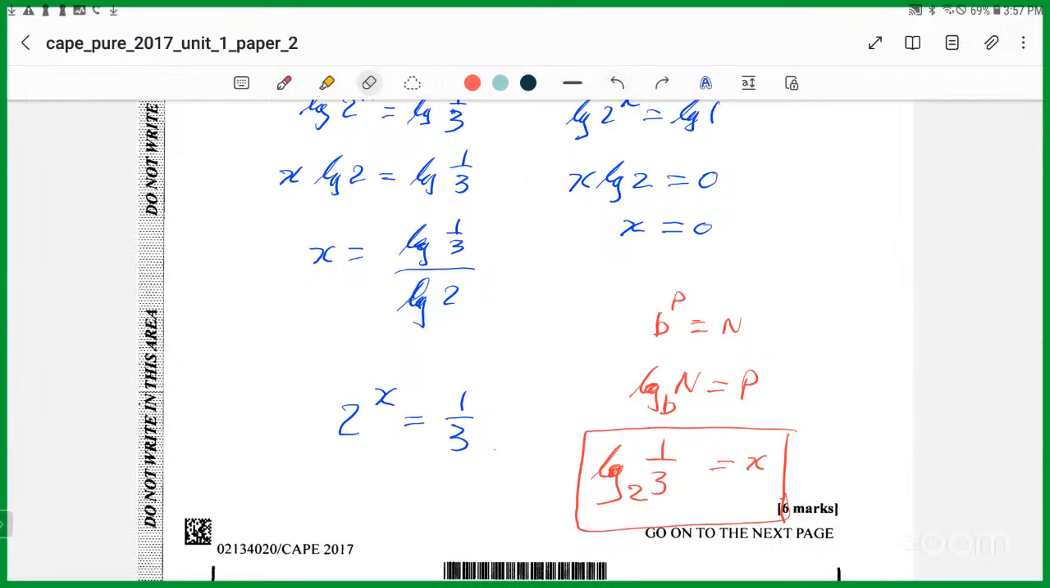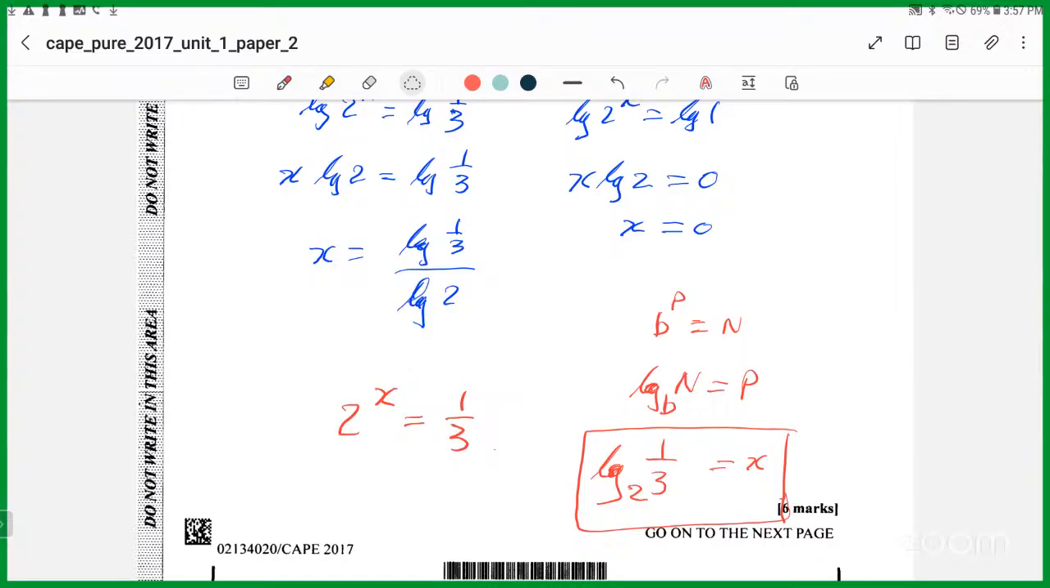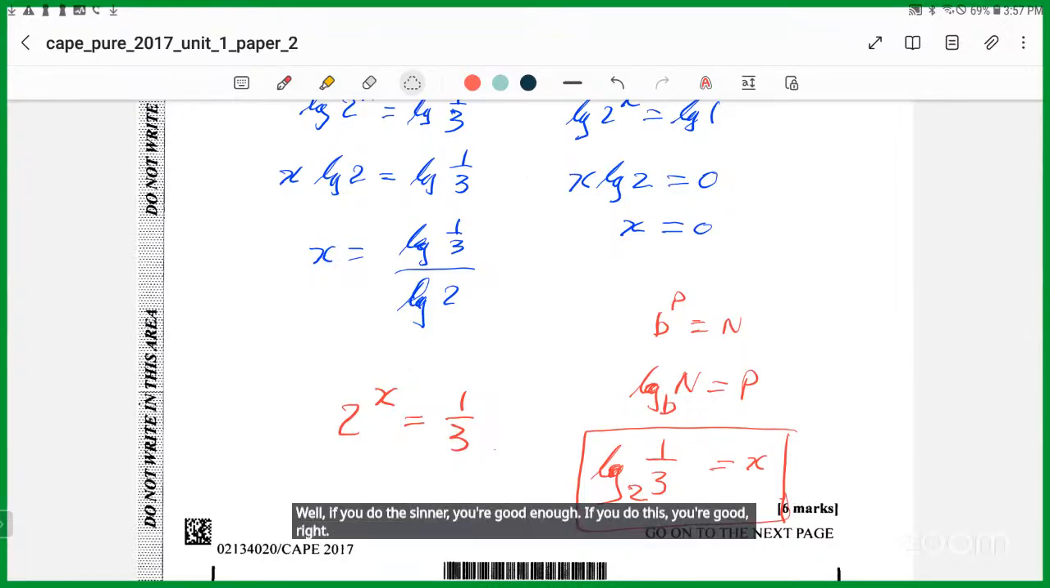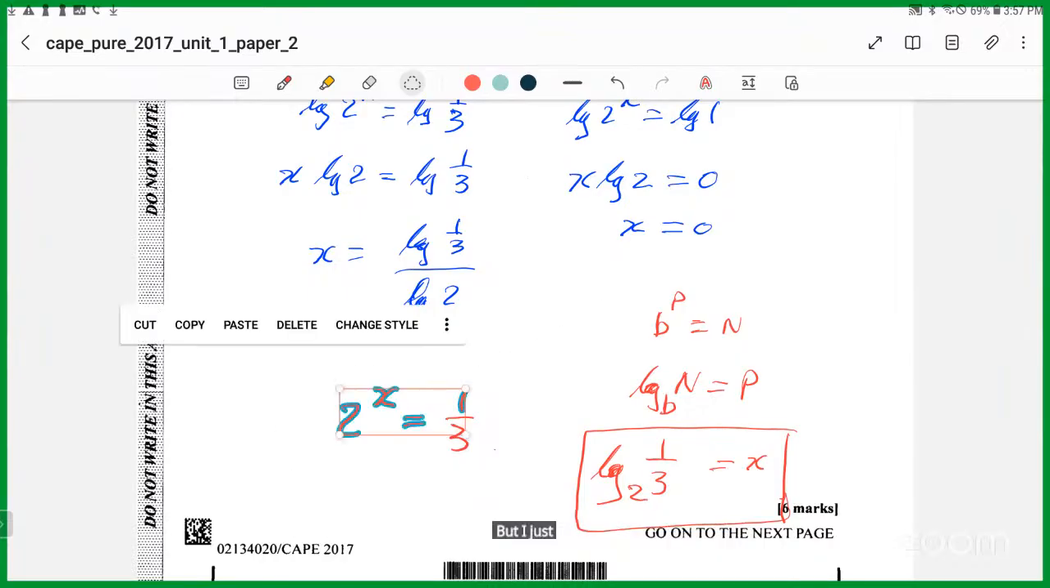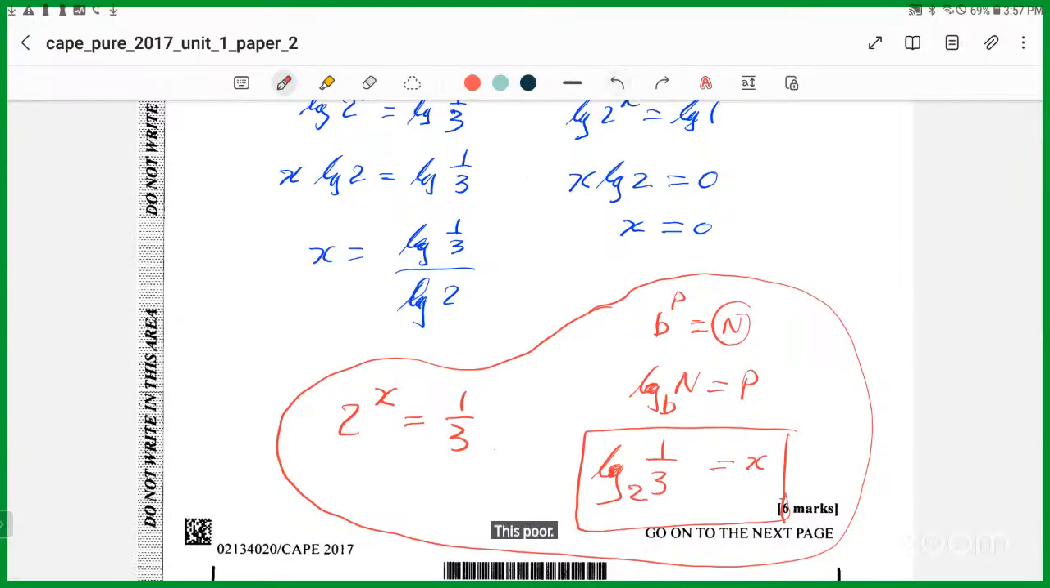And so we could have done this as well. Change this to red. But if you do this, you're good enough. If you do this, you're good, right? But I just wanted to show you something here. You could have used a relationship: number, base, power. That's what we have here. Number, base, power. Power is the log of a number to a base.